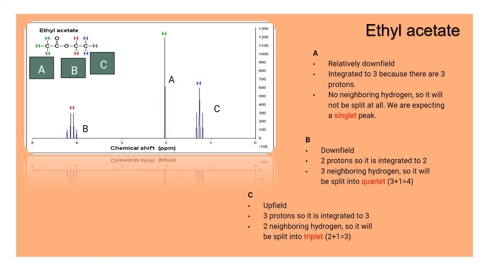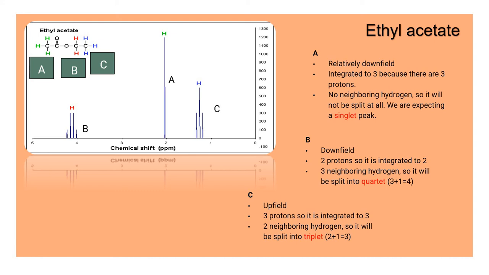Let's call these A, B, and C. Looking at A first, for the chemical shift, A is near an electronegative atom, so we expect it to be relatively downfield, which is far from the reference peak. Then, it is integrated to 3 because there are 3 protons. There are no neighboring hydrogens, so it will not be split at all. So we are expecting a singlet peak here, and on the graph, the signal for A is at 2 ppm.